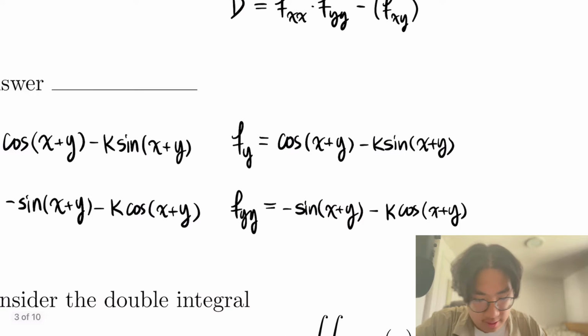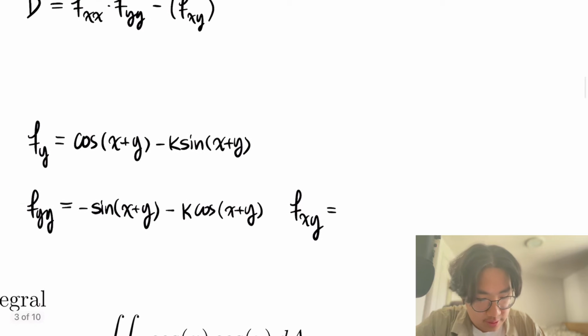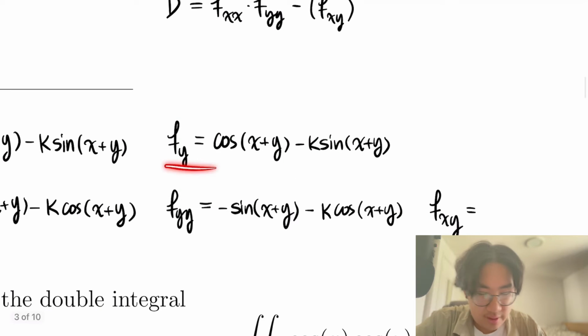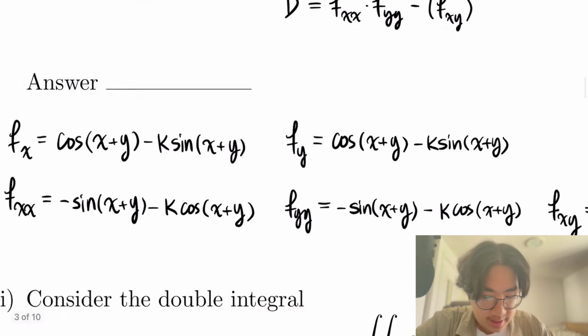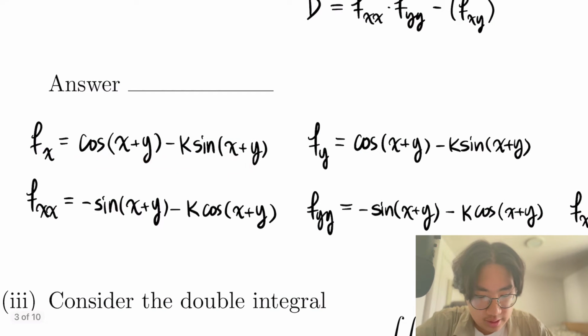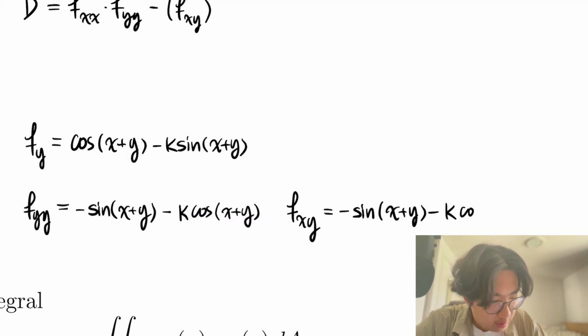Okay, and then we also need f sub xy. So here we could do f sub yx again by Clairaut's theorem. We know they are equal or equivalent. But regardless, we can take this with respect to y instead, which again will give you the exact same answer as f sub xx or f sub y. So sine of x plus y minus k cos of x plus y.